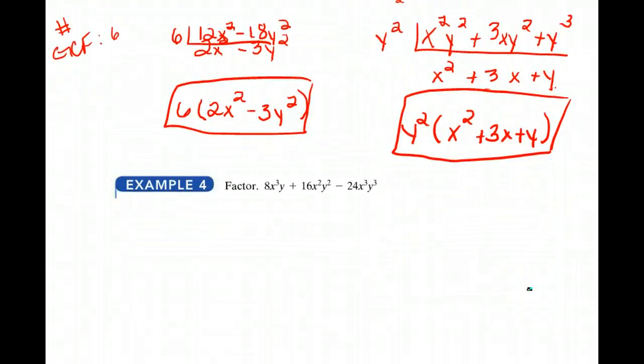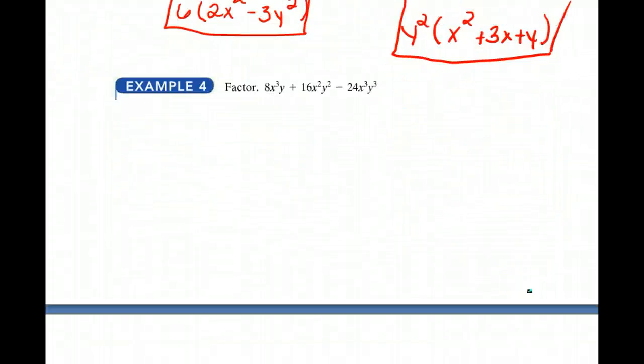We can solve example 4 the same way. Remember, I do recommend that you start with your numerical coefficients and then move on to a variable and then move on to another variable if necessary. Please go ahead and pause the recording, and as soon as you're ready, we'll go ahead and check your answer.